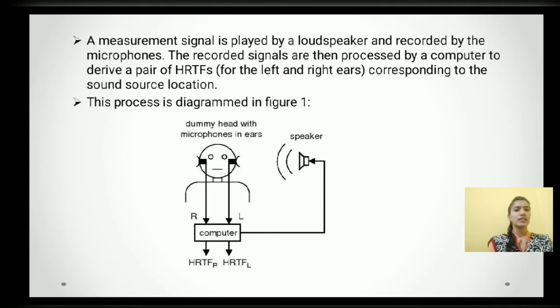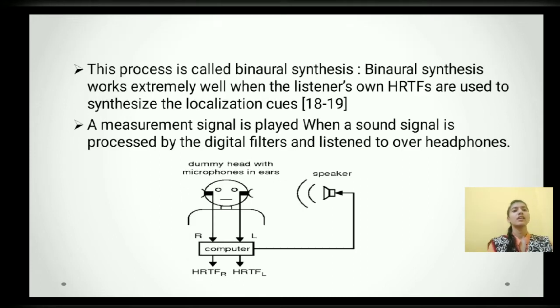A measurement signal is played on a loudspeaker and recorded by microphones. The recorded signals are then processed by the computer to derive the HRTFs. The process is shown diagrammatically: a dummy head with a microphone in the ears, and two HRTFs, right and left, for a speaker. This process is called binaural synthesis.